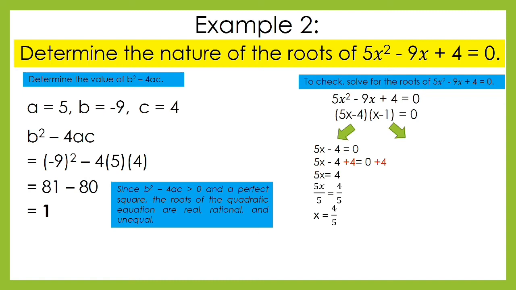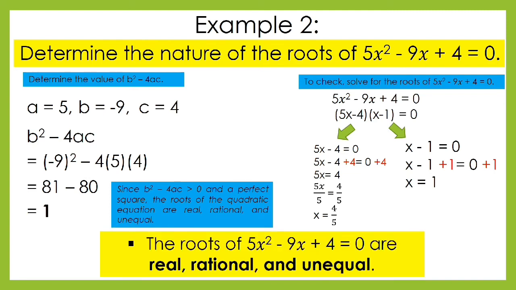The other factor is x minus 1 equates sa 0. And then, we add 1 to both sides of the equation. We solve for x. We now have x equals 1. As you can see, the factors or the roots of 5x squared minus 9x plus 4 equals 0 are 4 over 5 and 1. They are real, they are rational, and they are unequal.